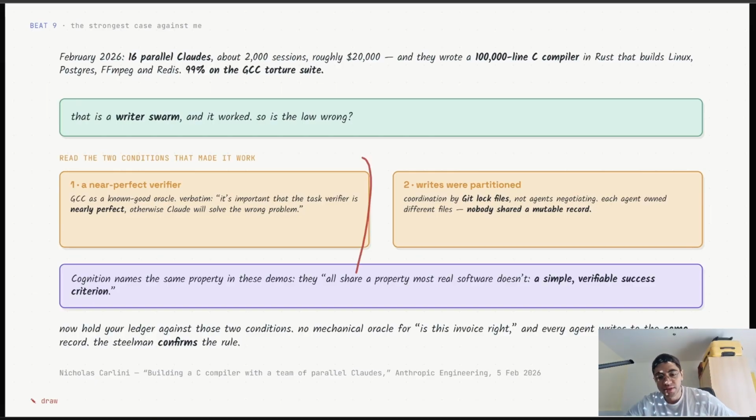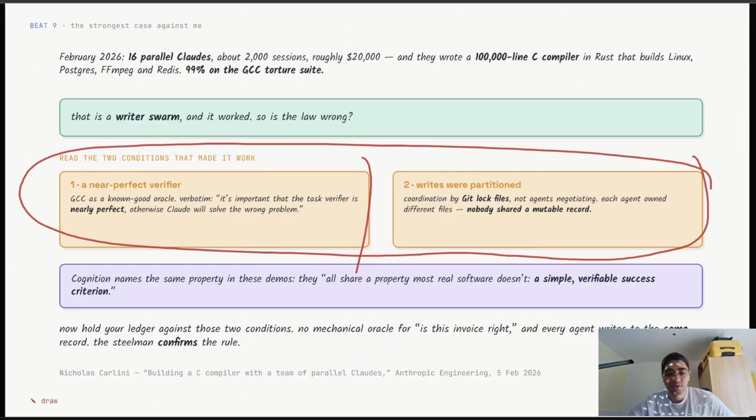So if you're building a multi-agent system, you need to always keep these two conditions in mind. For example, is there a mechanical oracle for whether this invoice is correct or not? This is for finance. If not, then maybe you should build something that your agents can verify against. Do your agents write to the same record? If yes, that's another problem. You need to be sure that they do not overwrite each other. That's at least for the architecture side of your agentic systems.